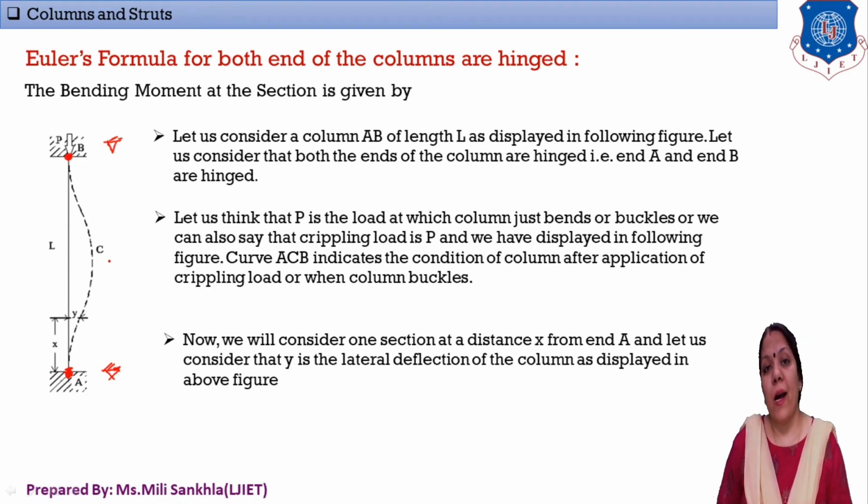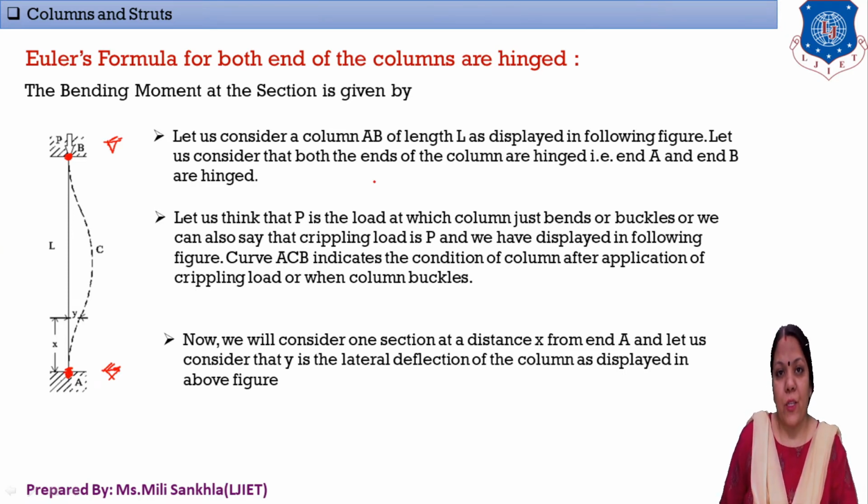Now here both ends of the column are hinged and it is subjected to axial compressive load, and this diagram is our deflected shape. Look at this. Here this diagram is deflected due to the axial compressive load. This is our A point and this one is our B point. From this A point, at distance x, the deflection of the column is y. The overall length of this column is L, and the column is subjected to axial compressive load P. Now we derive Euler's formula for this column with both ends hinged.